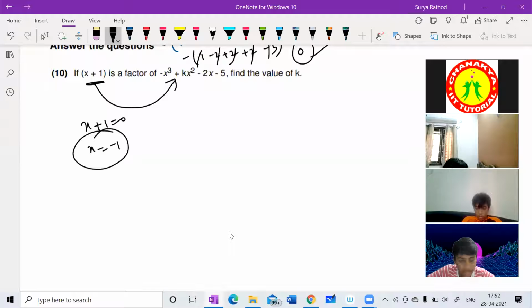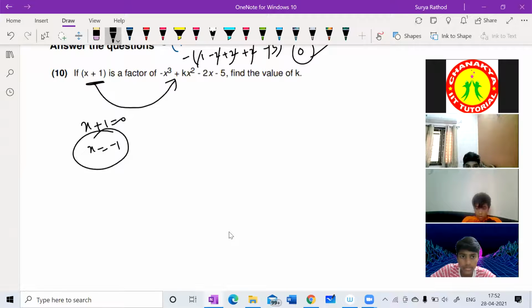What would you get? Equate with 0. You will be getting x cube plus kx square minus 2x minus 5 is equal to 0. Equate with 0, you will get the k value. How many of you have done that? See, everyone is getting different answers.